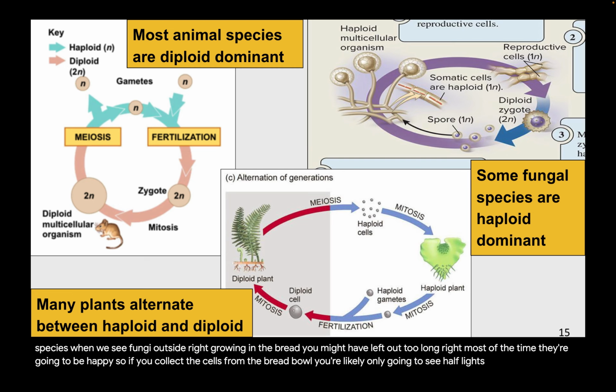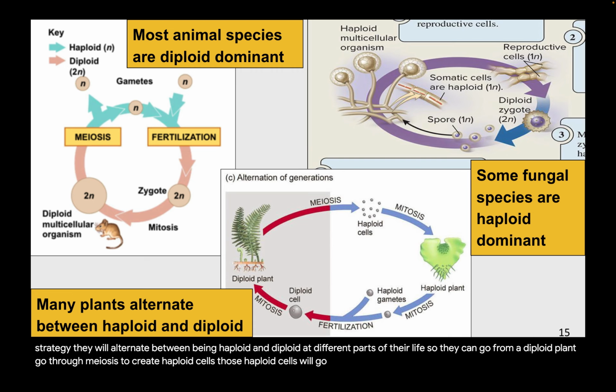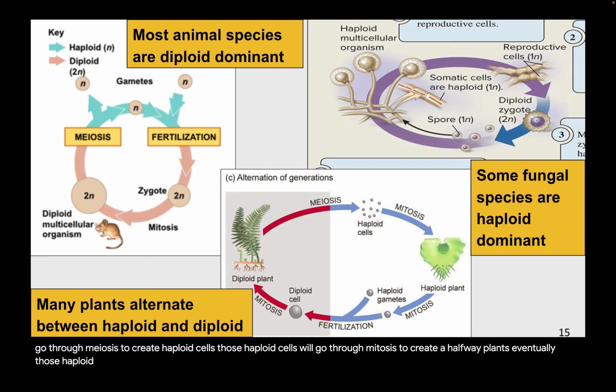Plants have a unique strategy. They will alternate between being haploid and diploid at different parts of their life. So they can go from a diploid plant, go through meiosis to create haploid cells. Those haploid cells will go through mitosis to create a haploid plant. Eventually, those haploid plants will produce gametes, they'll fertilize and create another diploid plant. And the cycle continues, they alternate between the two. So there are lots of different life cycles and life strategies out there for other organisms.